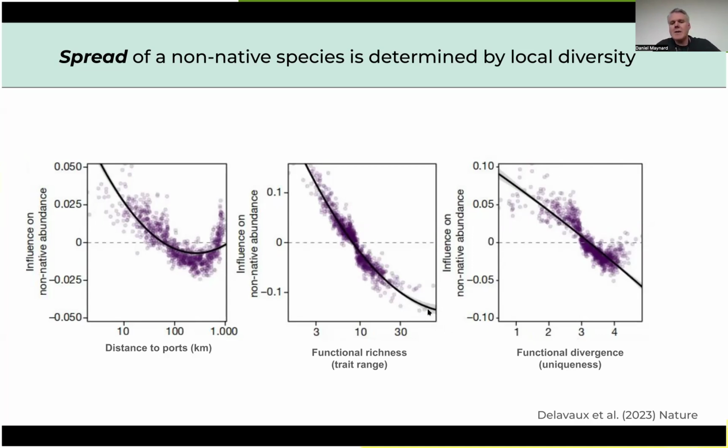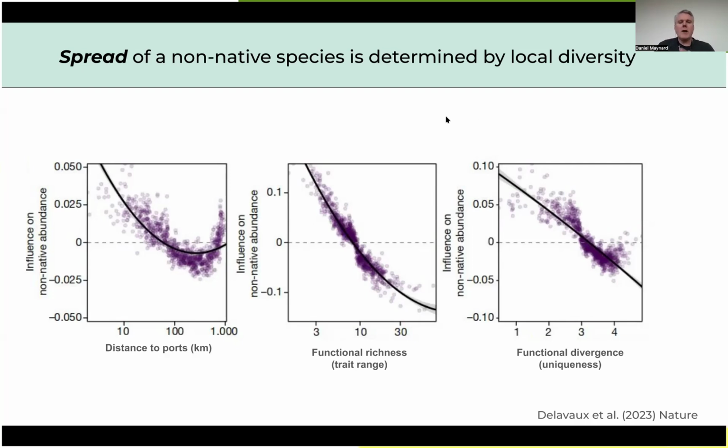And so when you go up to the highest levels of functional richness, you have almost a 20% reduction in the density of non-native species. Conversely, when you have very, very low functional richness, you can have up to a 20% increase in the density of non-native species. So this really shows how the biotic resistance is operating. Biotic resistance isn't operating through the idea of establishment. That's driven by humans. Rather, it's operating by the ability to buffer and prevent subsequent invasion and spread of that species.